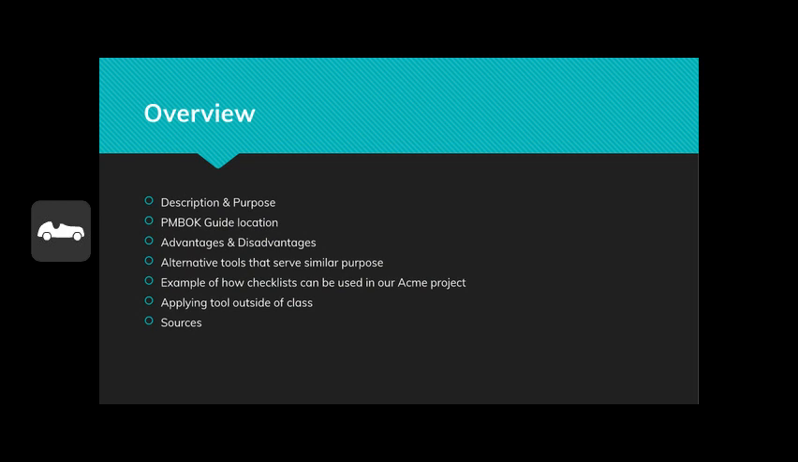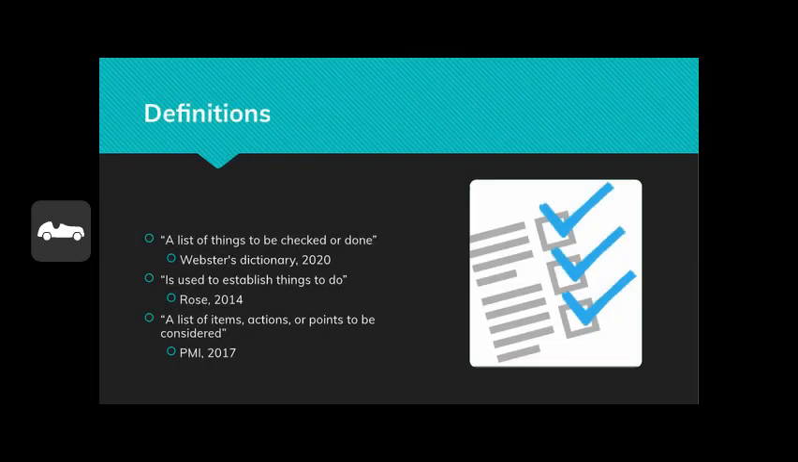So just a general overview. First, I'm going to start off with describing what a checklist is, and talking about the purpose that it serves. I'm going to provide you the PMBOK guide location. We're going to go into some advantages and disadvantages of using a checklist. Additionally, we're going to talk about alternative tools that serve similar purposes, and then some examples of how checklists can be used in our Acme project for this class. And then I'm going to end with trying to apply this tool outside of class for a different example. And then just the sources, of course.